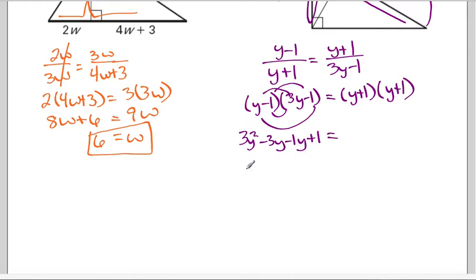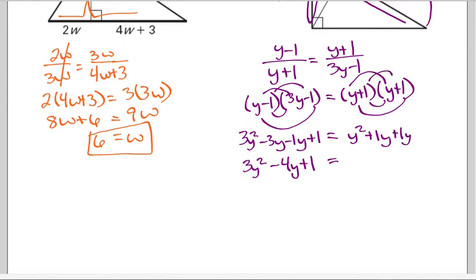That's the left side. I'm going to simplify it. Now for the right side. First times first. Outside times outside. Inside times inside. Last times last. 1 times 1. And simplify that down.